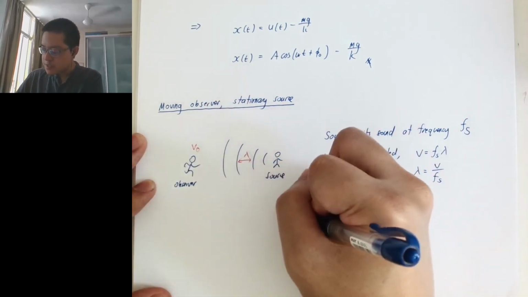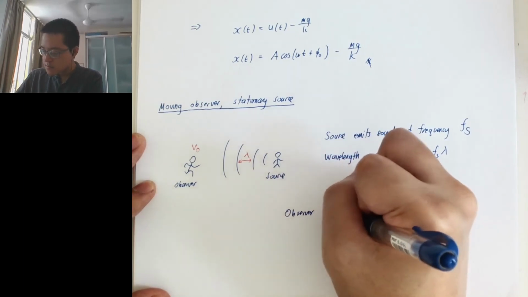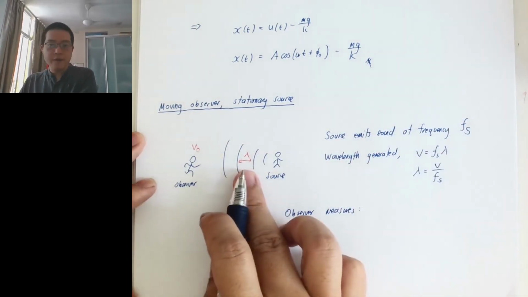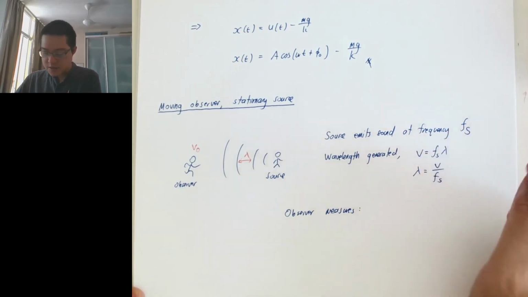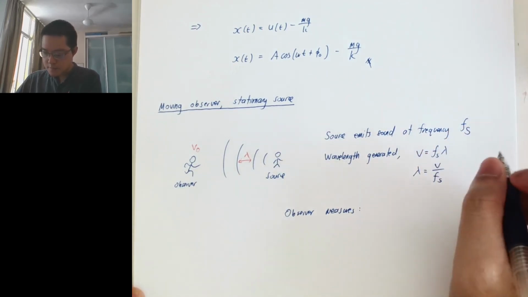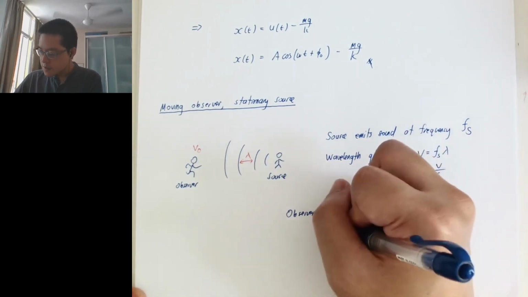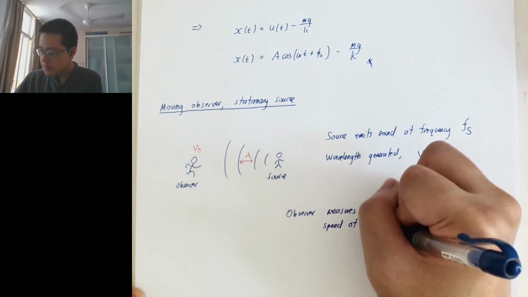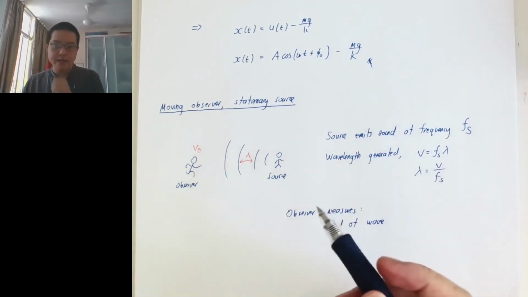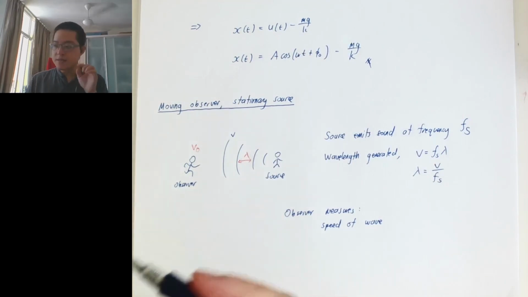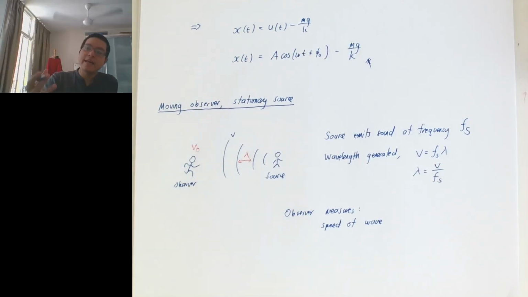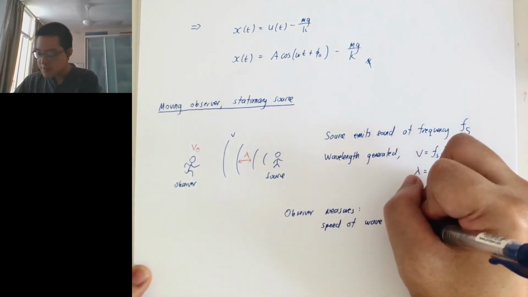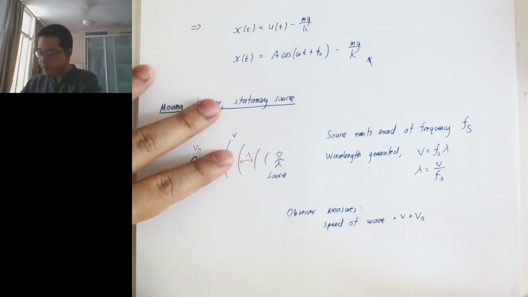So the observer measures the wavelength like this, right? The speed of the incoming wave for the observer is going to be the relative velocity. This is a relative velocity problem. If the speed of sound in the air is just v, but the observer is running towards the sound, then the speed of the wave as measured by the observer is v plus v_O. It's even faster.